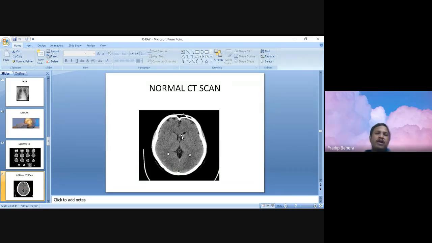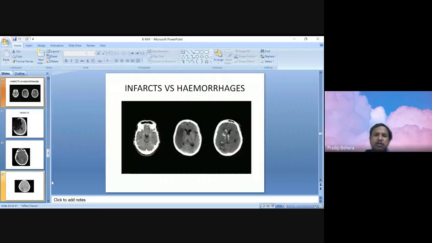Black means water. So the water content in the brain, like this cerebrospinal fluid, will be black or hypodense. If there is an infarct, that will be black. That is called hypodense. All the blood becomes white because of the presence of hemoglobin, that is the iron ions, so that becomes more hyperdense. So this is a normal CT. And here I also show what is the infarct and hemorrhage. This basic difference you should be able to identify in the CT scan.